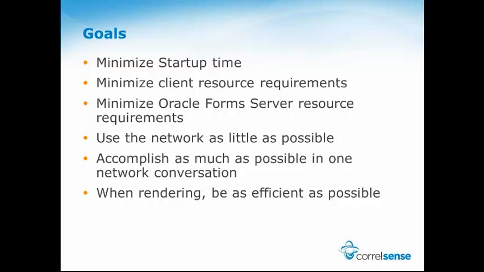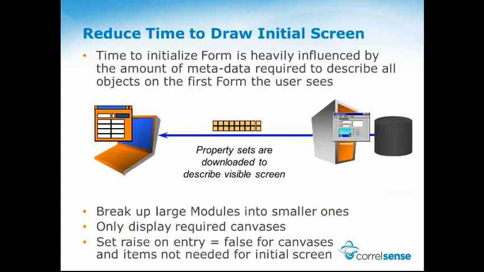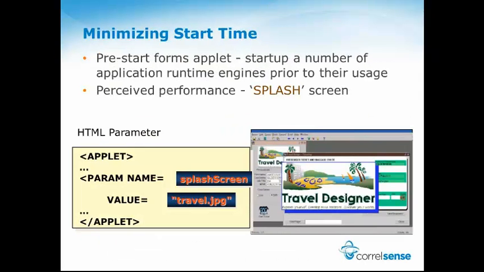We want to minimize client resource requirements, right? We don't want the clients to basically look frozen or have situations where things are getting stuck on the client side. We want to optimize the form server resources requirements. We want to use as little network messaging as possible. So we want to try to accomplish as much of those messages transferring in one network conversation. And when rendering, we want to be as efficient as possible. We don't want to render 500 fields if we only need 3, right? We want to try to keep our coding as lightweight as possible.